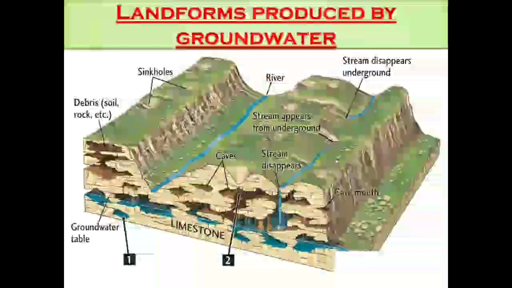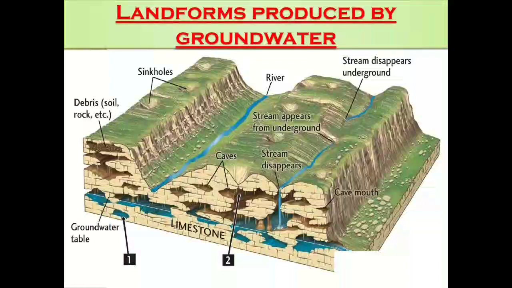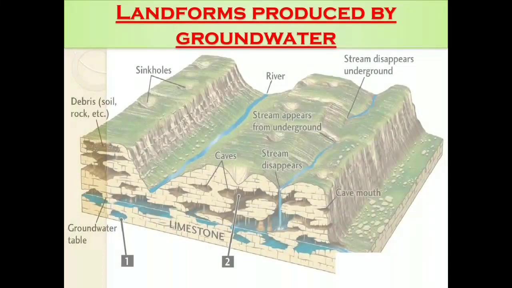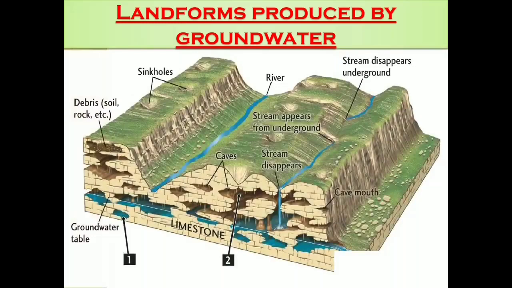Here you can see landforms produced by groundwater. See the diagram. Here you can see sinkholes, debris, that is rock, soil, etc. Then a groundwater table. Up you can see caves. Then you can see a source as a river. You can see stream disappears underground, and again further it shows stream appears from underground. Then again stream disappears. Cave mouth. You can see all this in detail.